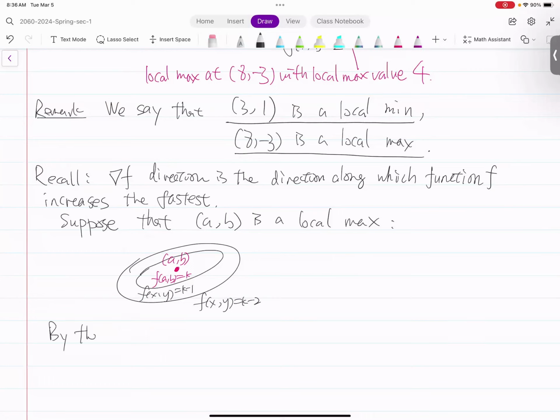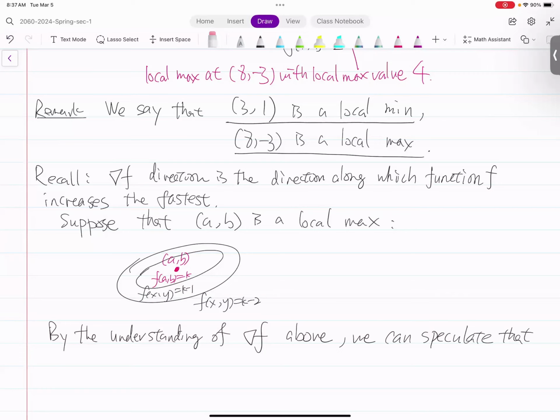By the understanding of the gradient of f above, we can speculate that the gradient nabla f of (a, b) at the point has to be the zero vector.